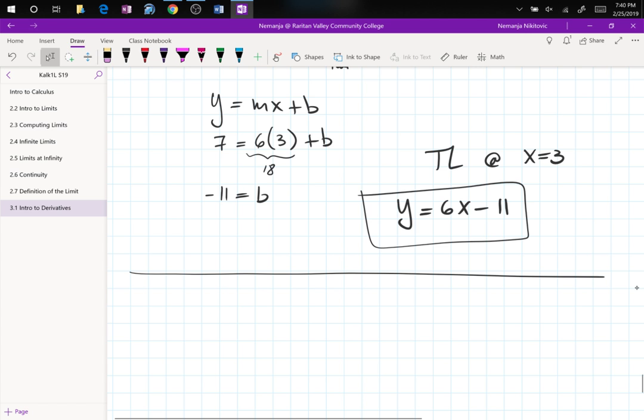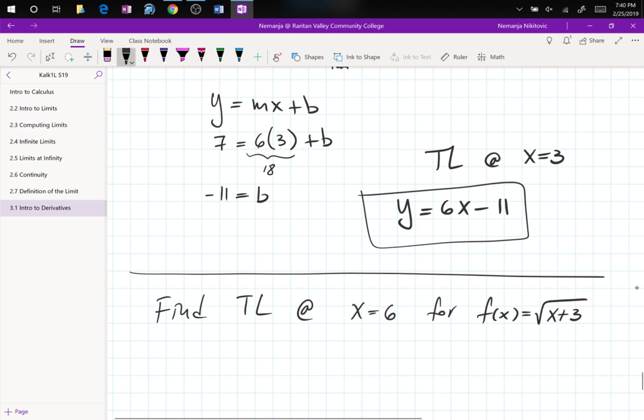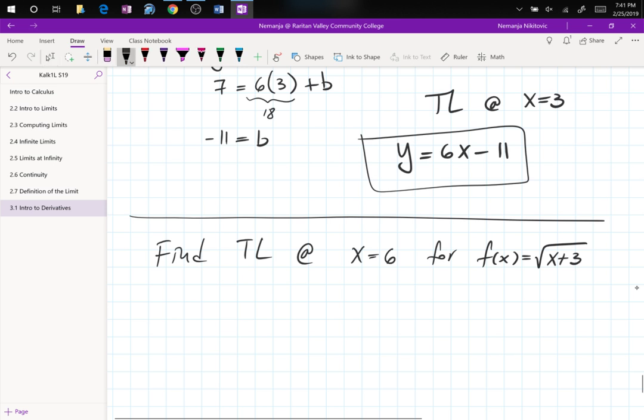All right, so what do we have? Already calculated. We're just going to do the quick stuff. So find the tangent line at x equals 4 for f of x equals square root of, oh wait, x plus 3. Let's fix this for x equals 6, right? It gives us a nice 9. So what do I have? We already have all of the pieces. I have the derivative. We calculated it: 1 over 2 square root of x plus 3.